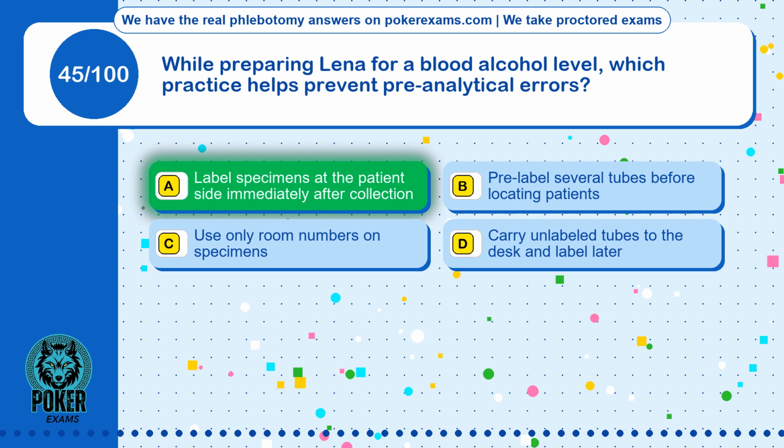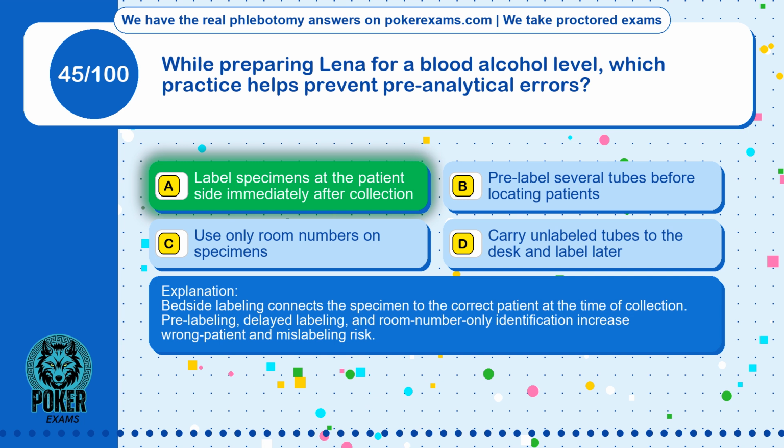The correct answer is option A. Label specimens at the patient's side immediately after collection. Bedside labeling connects the specimen to the correct patient at the time of collection. Pre-labeling, delayed labeling, and room number only identification increase wrong patient and mislabeling risk.